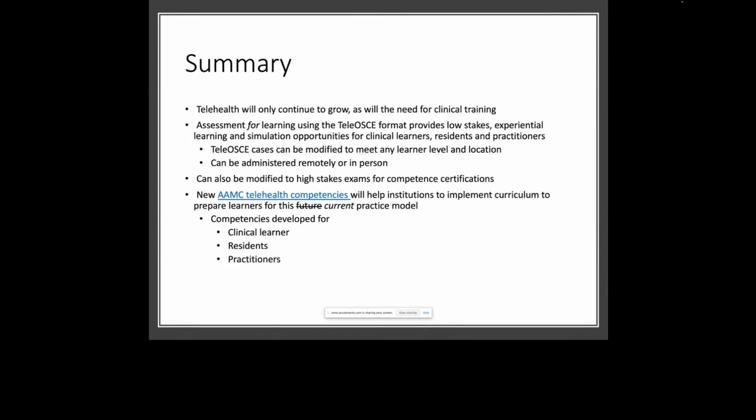I truly believe that assessment for learning using this format provides a wonderful context for any learner at any level, whether they be a first-year medical student or a seasoned practitioner, to learn by doing, to get their feet wet, because this isn't intuitive. There's good ways to deliver care via telehealth, and there are not so good ways, right? And there's different dangers inherent.